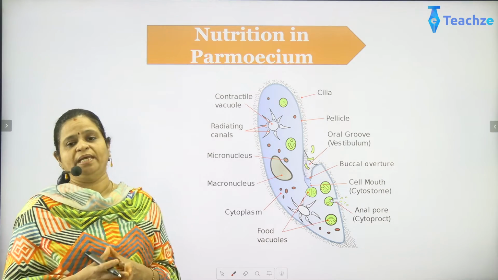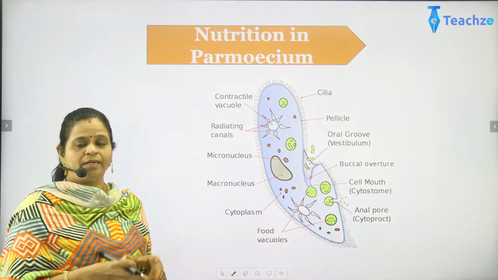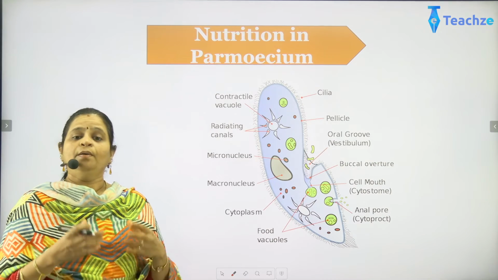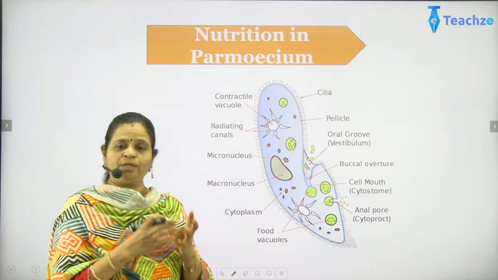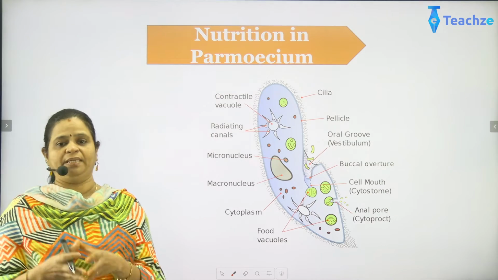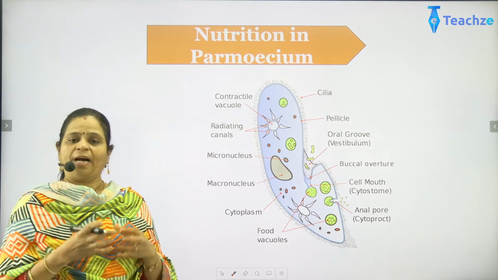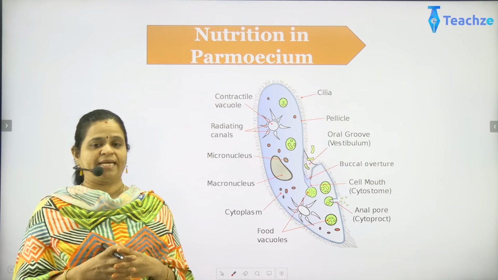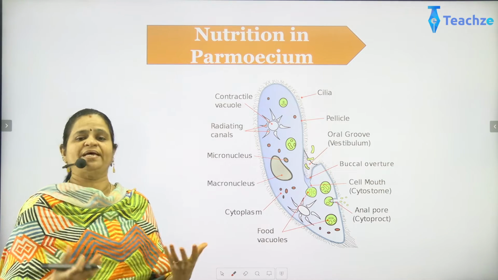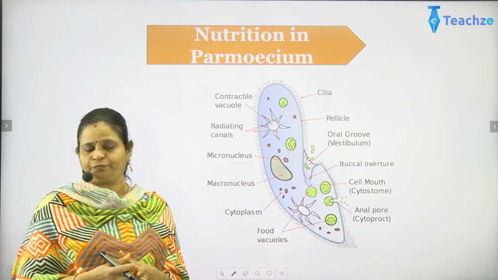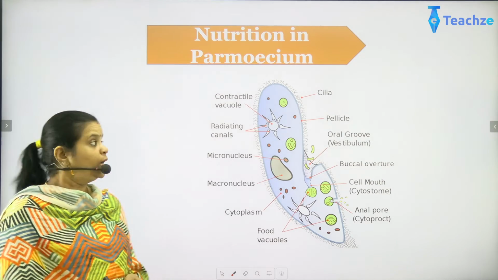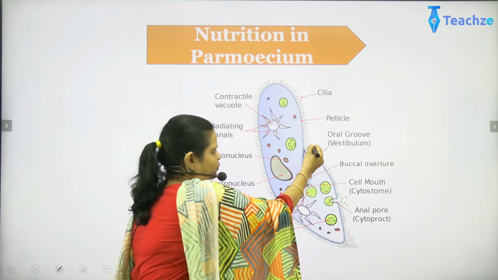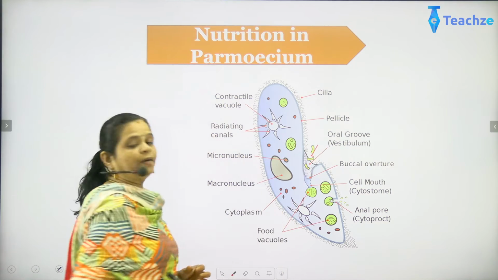Now this is commonly called a slipper animalcule. This is also a protozoan, being a single-celled organism. But what is the major difference in the holozoic mode of nutrition between amoeba and Paramecium? Paramecium has a specific way of taking food inside the body. Amoeba just develops the pseudopodia, engulfs the food and then makes a food vacuole out of it. But in the case of Paramecium, as you can see, you have a special way of picking up the food particles at a particular place.